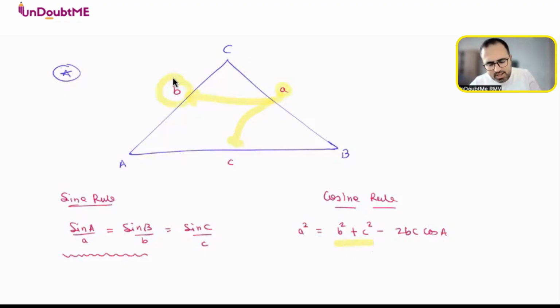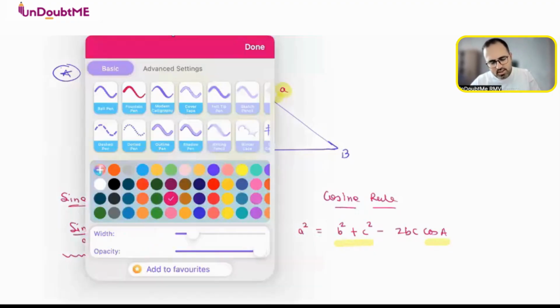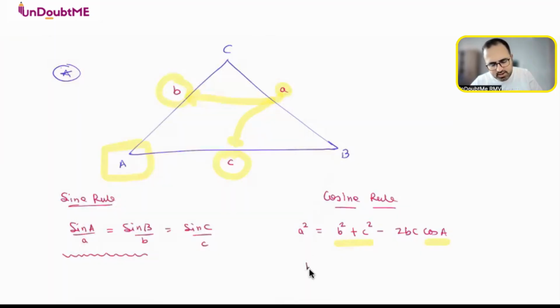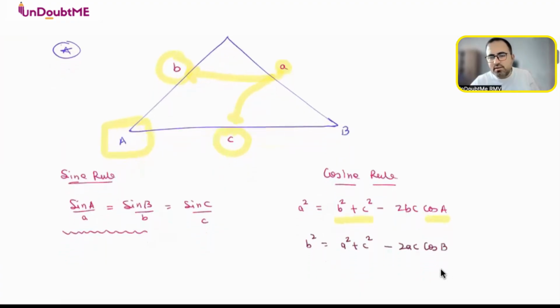Now when I took B and C as sides, then the angle between B and C is what is written over here. So this is how you can remember. And if this pattern is understood, then we can definitely rewrite the same thing for b square. For b square, it will be the other two sides, a square plus c square minus 2ac, and then the angle between them. Now, why is it known as the cosine rule?